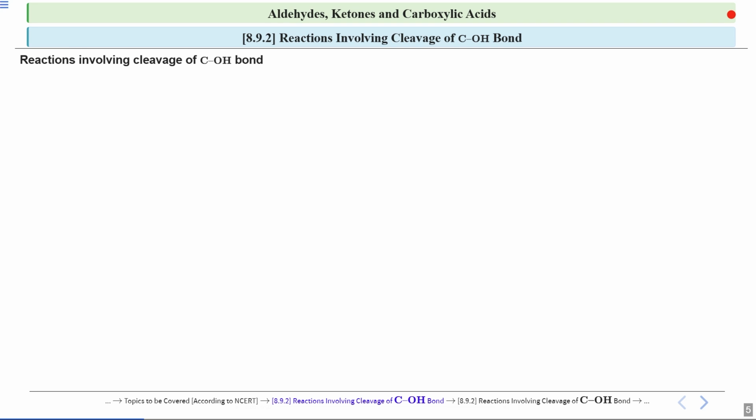So let's begin with reactions involving cleavage of C-OH bond. So today we are going to see some important reactions involving carboxylic acids. And specifically, we will focus on the reactions that involve the cleavage of the carbon-oxygen bond, that is the C-OH bond. So carboxylic acids can undergo the following reactions which involve the cleavage of the C-OH bond. So one by one, we are going to see all these reactions.